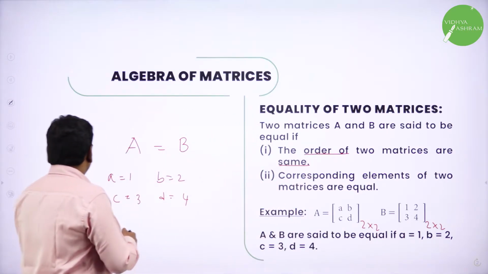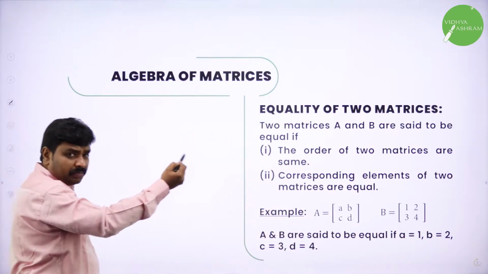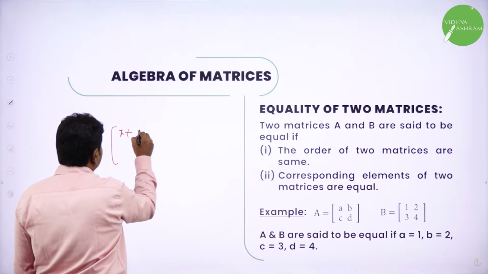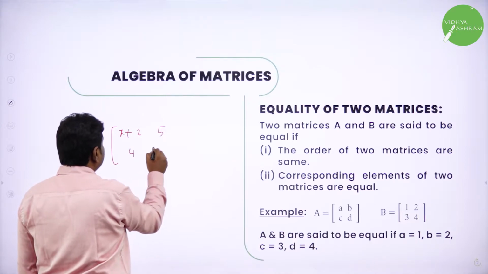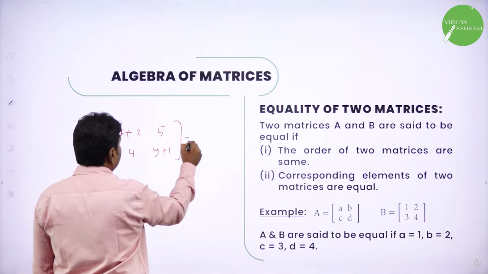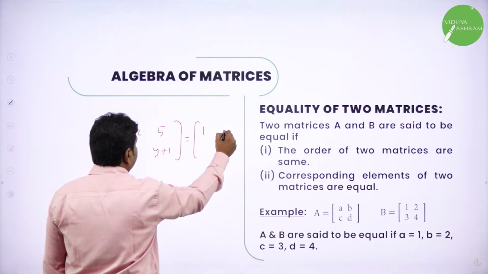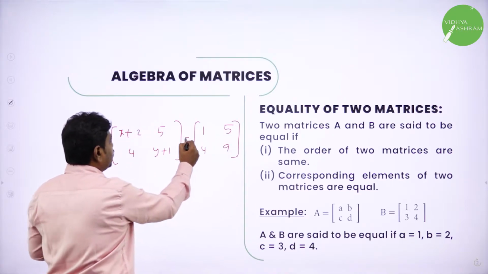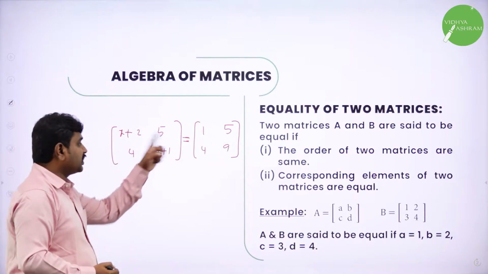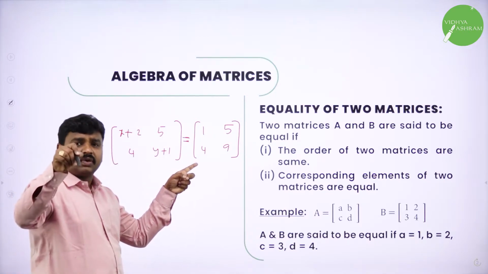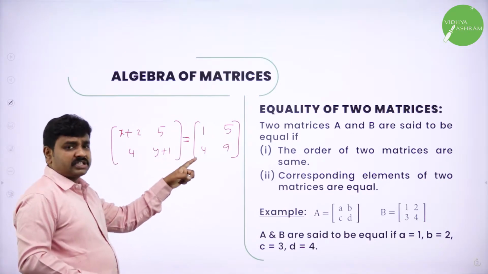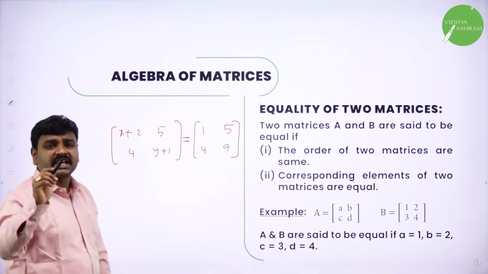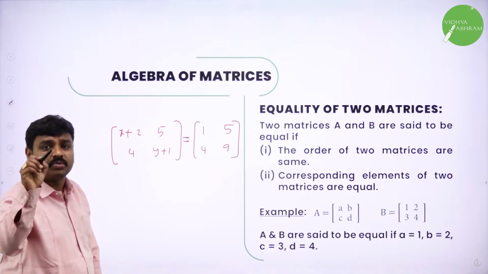Now, many problems also can be compiled on this. Suppose I have x plus 2, 5, 4, y plus 1 is equal to 1, 5, 4, 9. Suppose I put equal to sign. Now, two matrices are equal. If they are equal, what is the condition? Their order should be same. Yes, order is same. This is also 2 cross 2, this is also 2 cross 2. And second important thing, corresponding element should be equal.